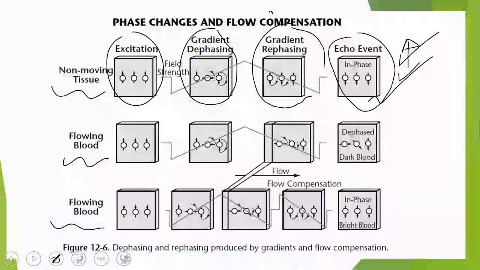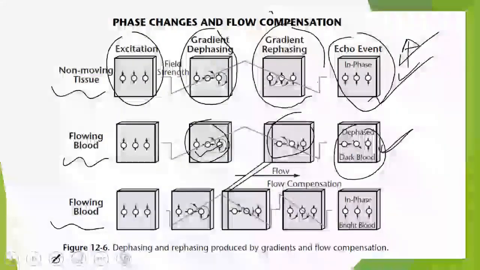But flowing blood is a substance that moves. As it moves, it interacts with the magnetic field differently within each voxel. This causes variations, meaning not all protons will behave the same way, leading to this effect.